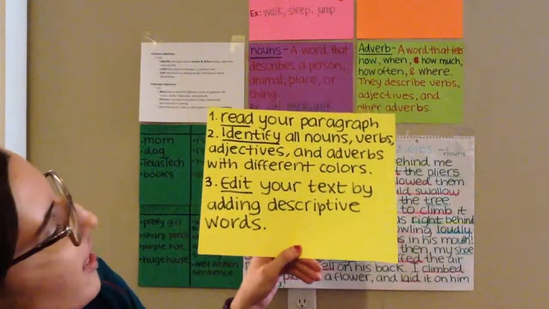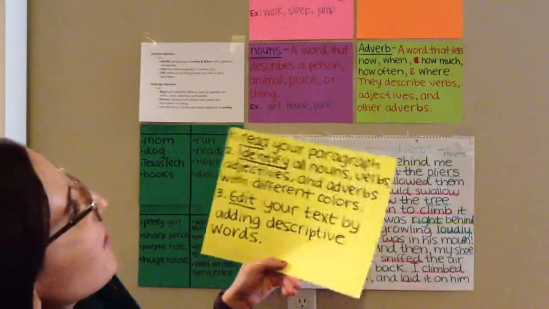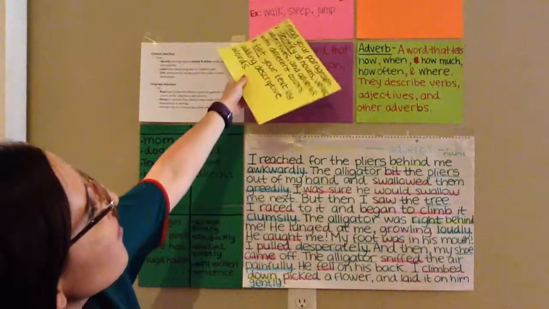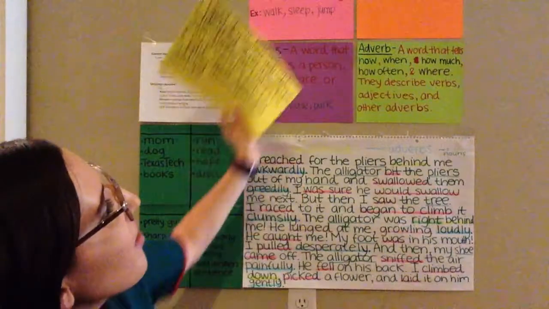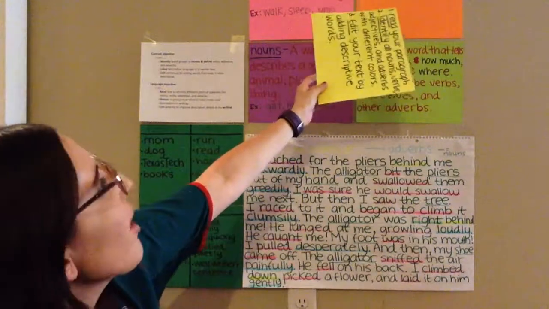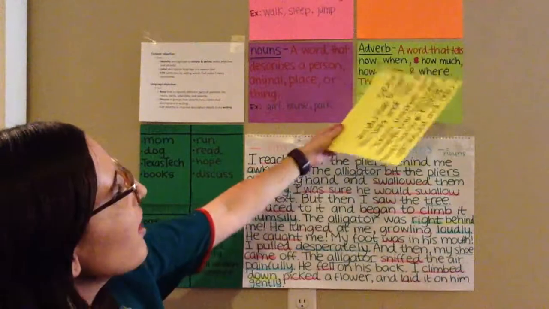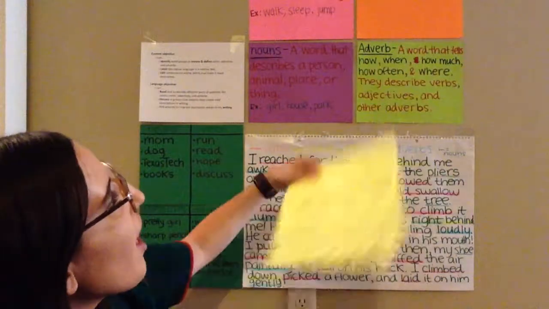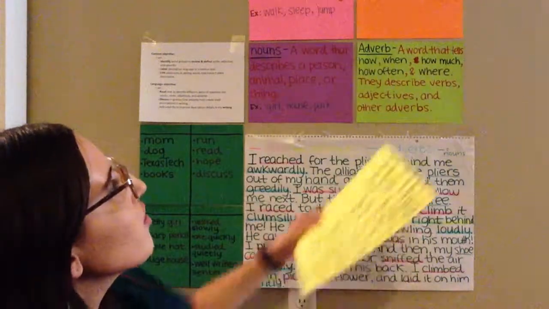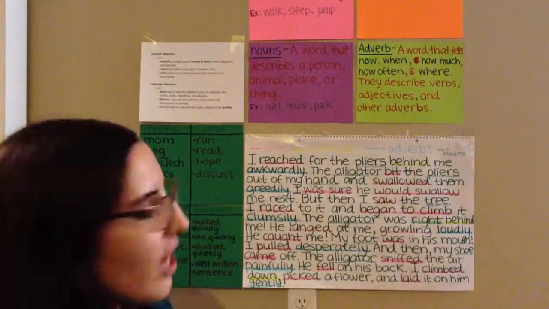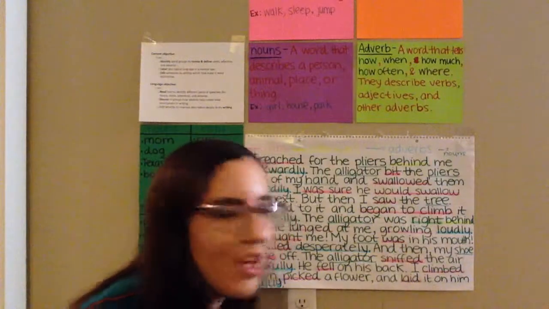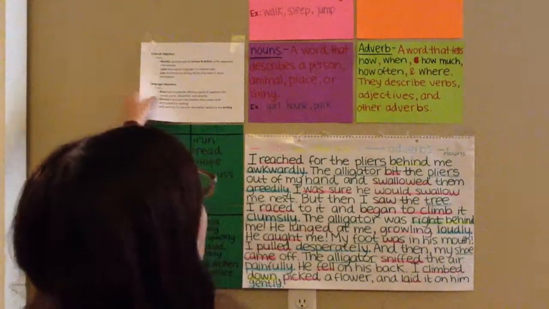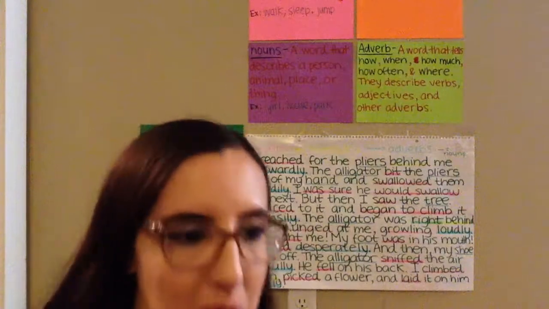You're going to edit your text by adding descriptive words. This means that you're going to add more bright verbs, more exciting action words. You can add more adjectives to describe nouns. And you can add adverbs that describe how your verbs are being performed or more about your adjectives. Okay? So go ahead and get your sentences or your paragraphs, sorry. But before that, let's review our content objectives because we want to make sure that we're able to do all of these things through the lesson.